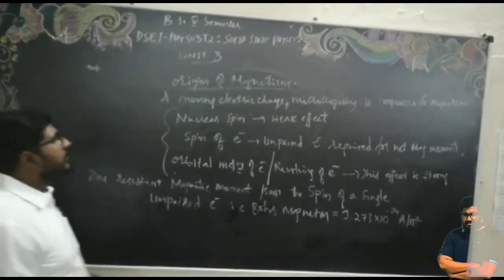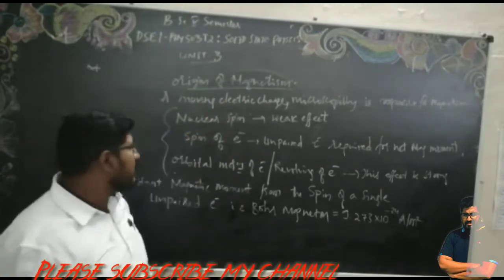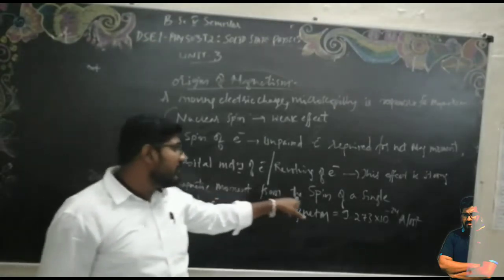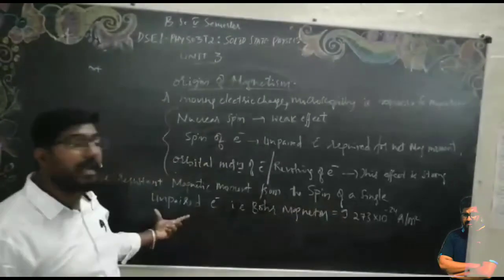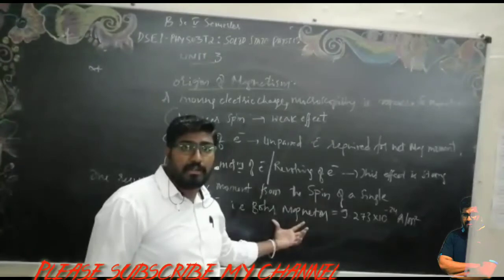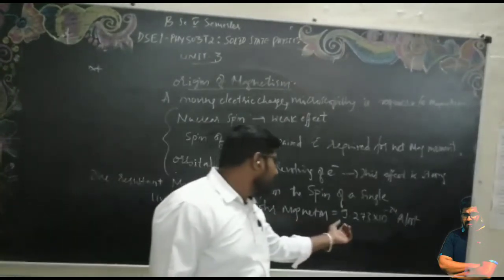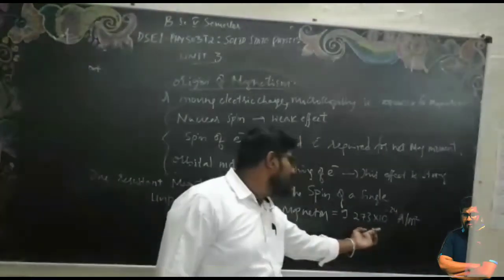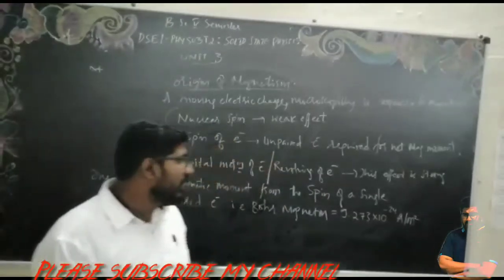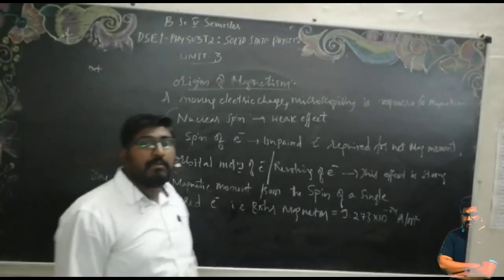Yes, this is the origin of magnetism. And here, the resultant magnetic moment from the spin of a single unpaired electron is what we call the Bohr magneton. That means a single electron has a magnetic moment of 9.27 into 10 to the power of minus 24 ampere per meter square. So this is all about the origin of magnetism.